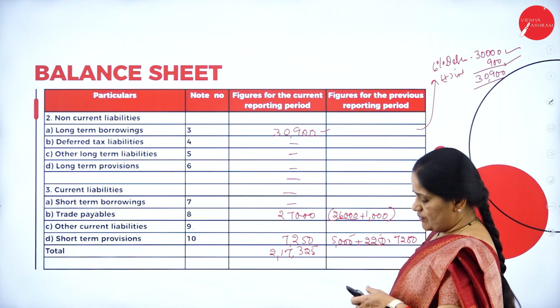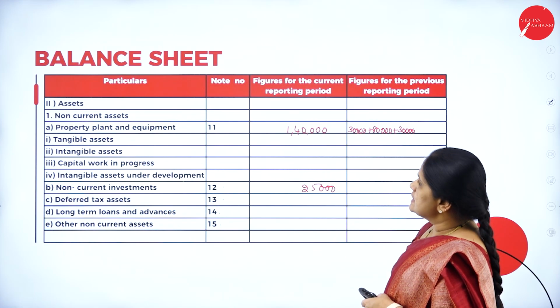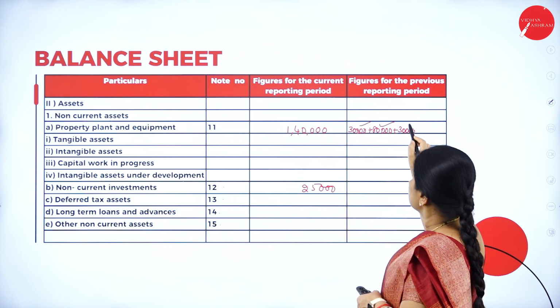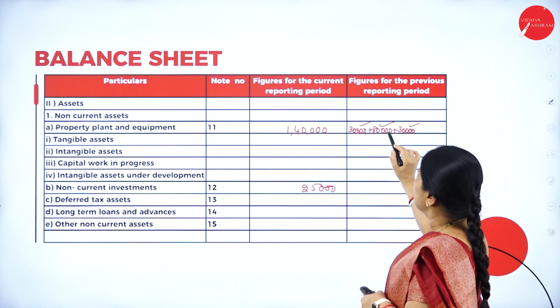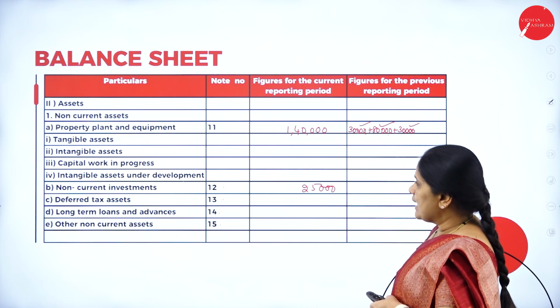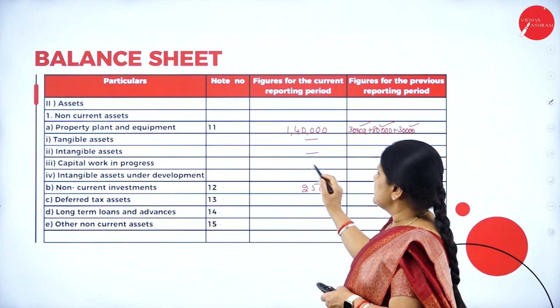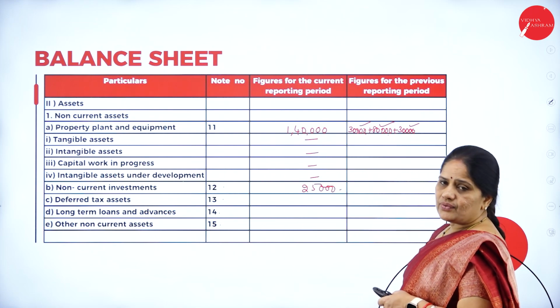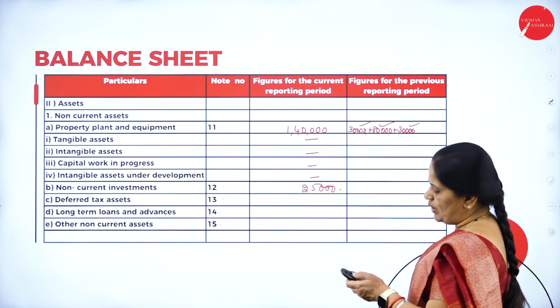Now going for the asset side, I have the assets here 30,000, 80,000 and 30,000. So building, machinery and goodwill. All together it comes up to 1,40,000. All other things we don't write. Under the non-current investments, it is 25,000 given in the problem.